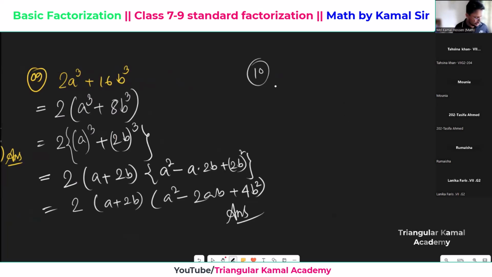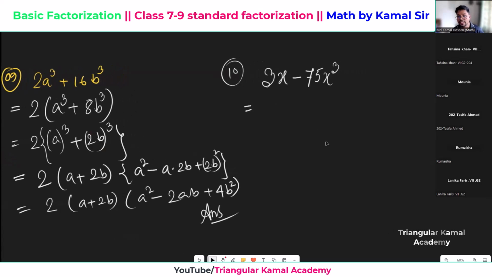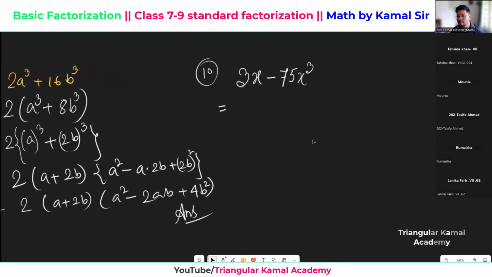Here 3 times of x minus 75x cube. Is it possible? First of all, we see here x cube, but in the left side terms, there is no cubic expression.